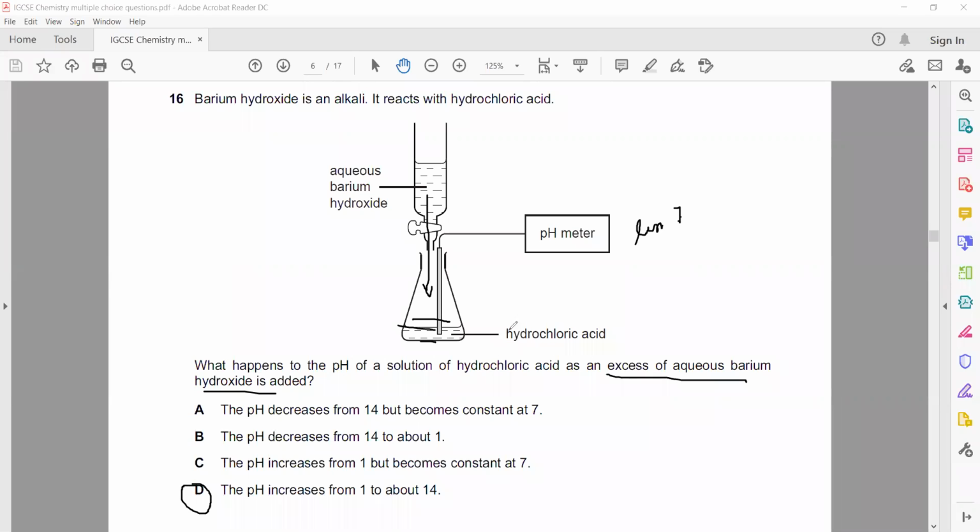Because first you were having acid, then you are neutralizing the acid. All the acid is completely used up. pH will be 7 if you don't have acid or alkali. But once you are adding more alkali, now the solution will become alkaline. That's why the pH will increase.